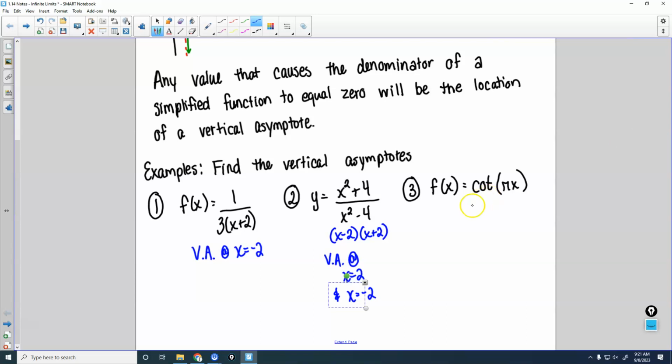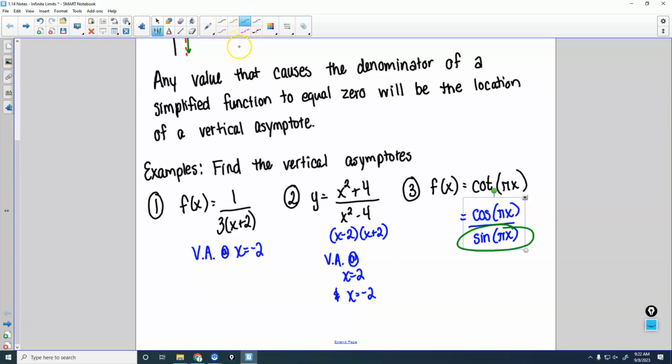Okay. Cotangent, it is helpful for me to think of this as cosine of pi x over sine of pi times x, because cotangent is cosine over sine. So, what would give us a vertical asymptote? Anywhere the denominator equals 0, right? So we're worried about this being 0. One of the numbers that it's going to be is 0.